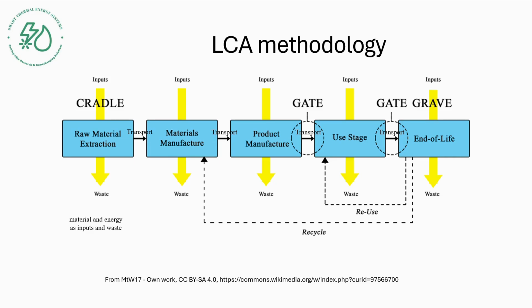Here we can see that it could be a cradle-to-grave approach, which means that we consider the entire life cycle of the product system. Or we can also adopt a cradle-to-gate approach, in which we neglect some of the stages, like for example the end of life or the use stage. In this general scheme, we can see different stages, like the raw material extraction or the materials or product manufacture, and each stage presents its input and output.